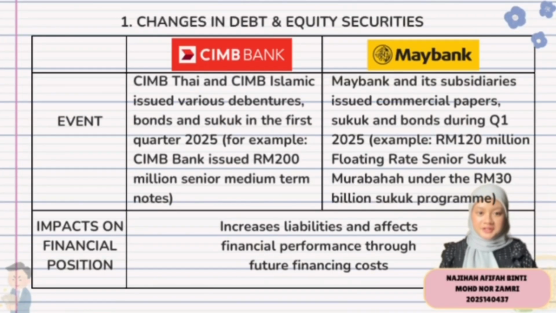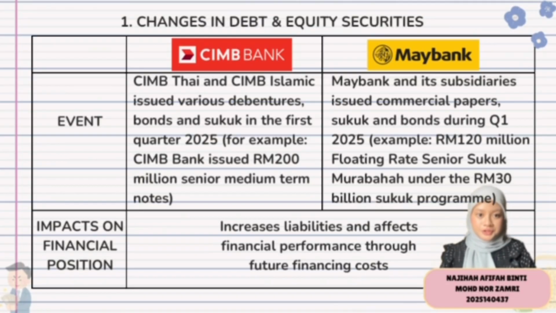When a bank issues new securities, it immediately and substantially changes its financial position. This represents a significant inflow of cash and a simultaneous change in liability or equity structure. CIMB Group increased its funding pool by issuing new debt, including unsecured bonds issued by its subsidiary, CIMB Niaga Auto Finance, amounting to 1.6 million Indonesian rupiah.